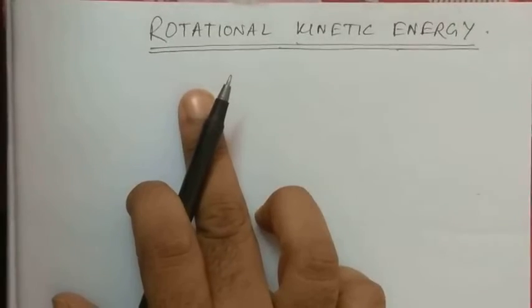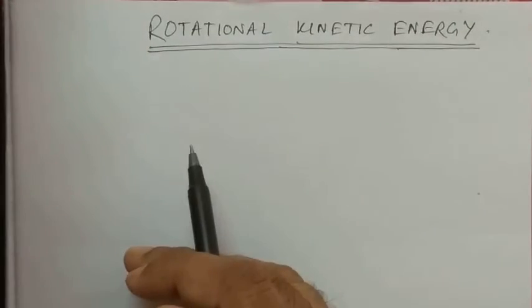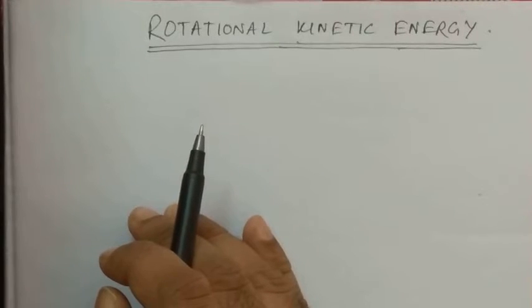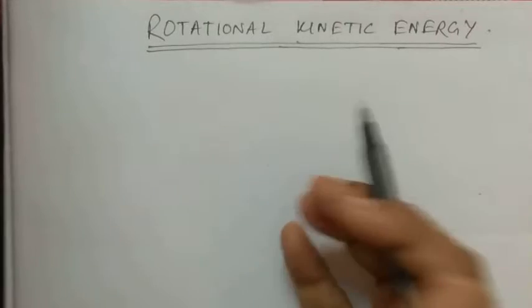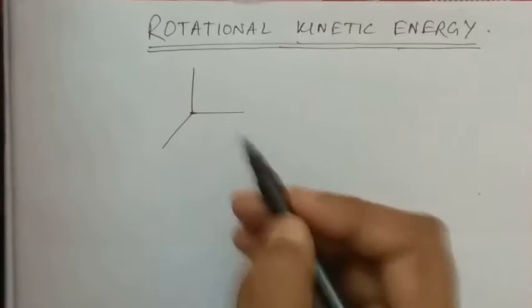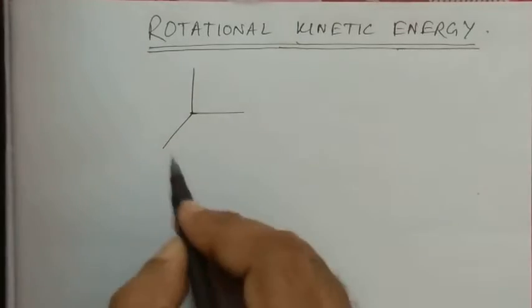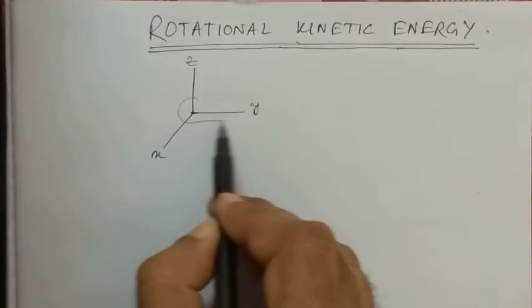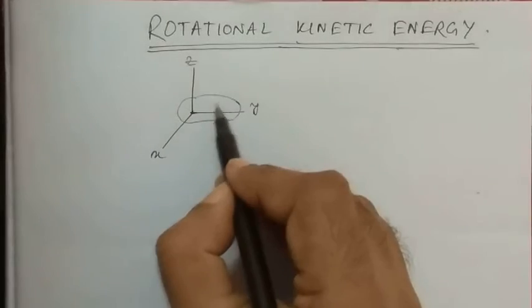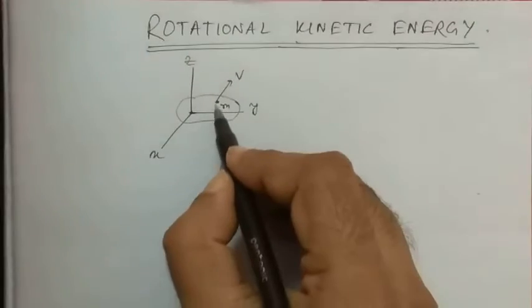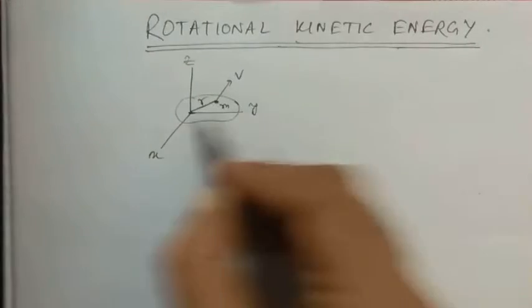Here we are going to study the rotational kinetic energy, and after that we will study some examples in which there will be both translational as well as rotational kinetic energy. So if we consider a body, now suppose three axes, this is x, this is y, this is z. Now if we take a body like this, we take a mass m here. The mass is moving with the velocity v in this direction, and the distance of this mass from the origin is r.